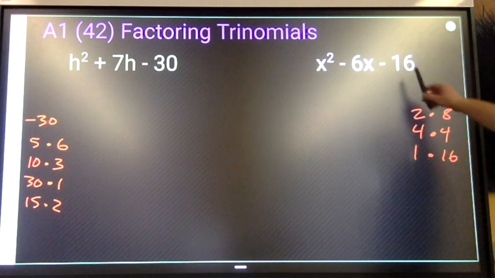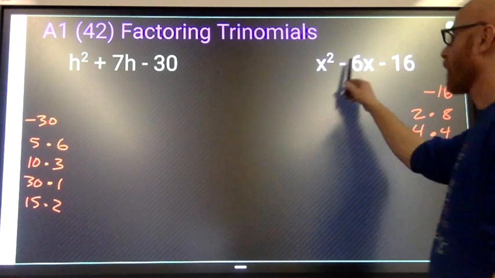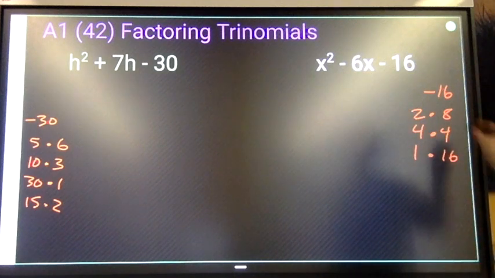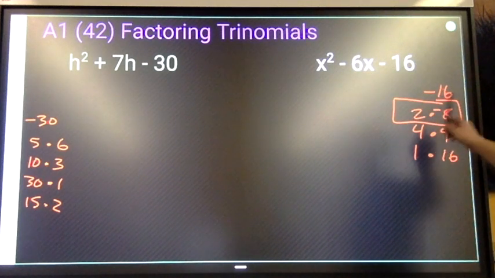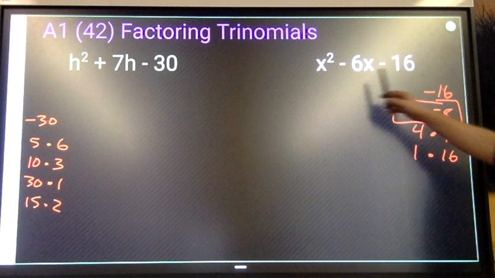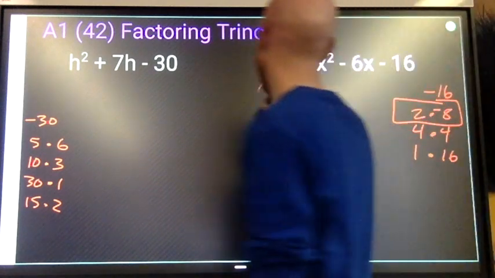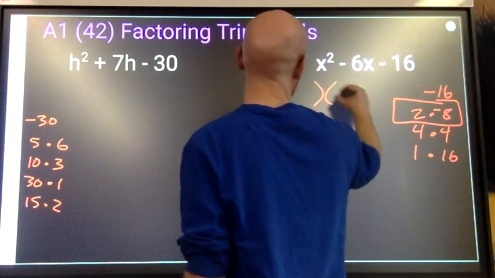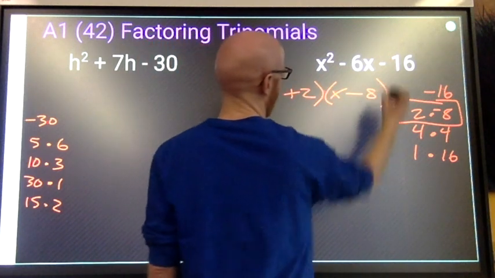Okay, now since our end term is negative, we're going to need to have a negative times a positive. I want to make 6. I want to make negative 6. Looks like I can use these. All right, 2 minus 8, negative 6. 2 times negative 8, negative 16. All right, final answer, factored form, x plus 2 times x minus 8.